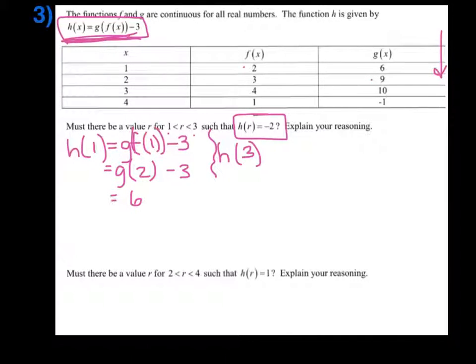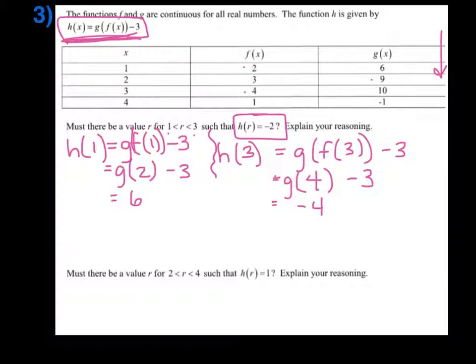Now I have to evaluate h of 3. Same thing, it's going to be g of f of 3 minus 3. So again, we go through that. What's f of 3? F of 3 is going to be 4. So now g of 4 minus 3. G of 4 is going to be negative 1, minus 3 would be negative 4. So I now have a height: h of 1 is 6, and h of 3 is negative 4.